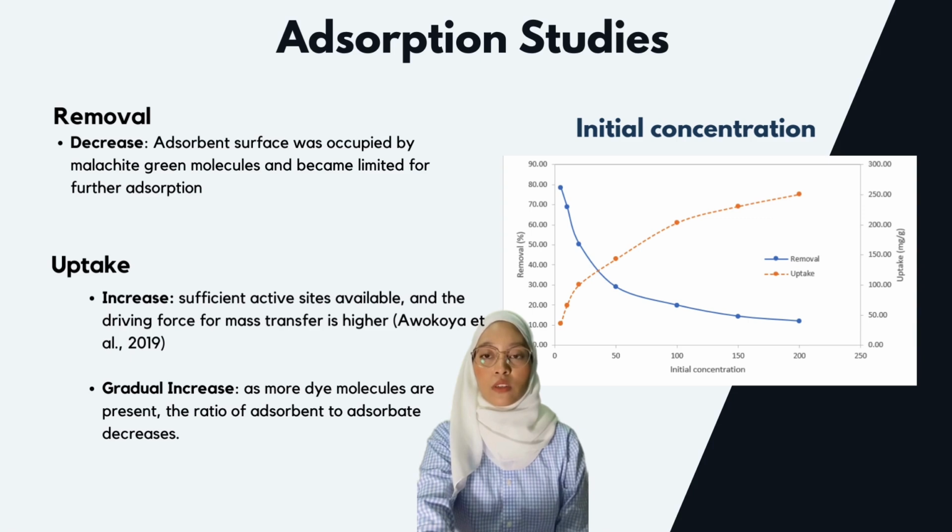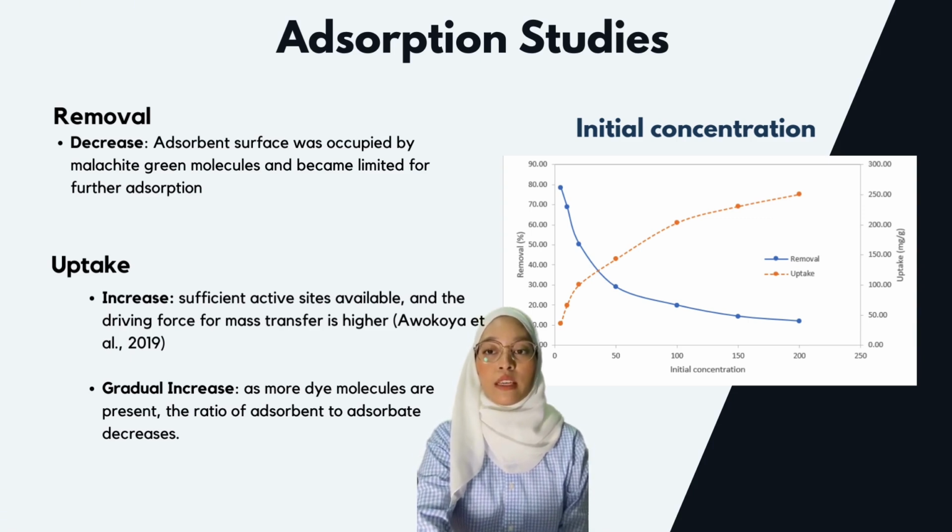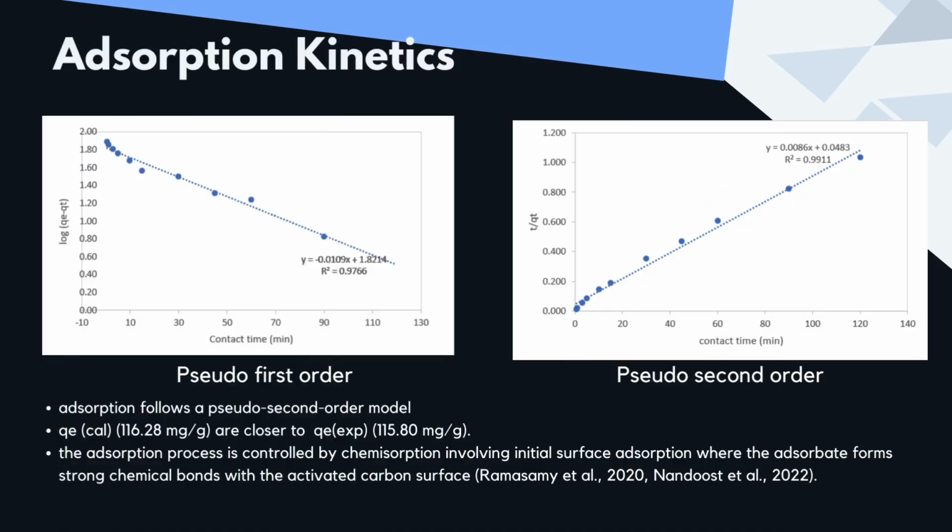Next is the initial concentration. The removal decreased as the adsorbent surface was occupied by malachite green molecules and become limited for further adsorption. The uptake increased as there are sufficient active sites available and the driving force for mass transfer is high, and there is gradual increase as more dye molecules are present, so the ratio of adsorbent to adsorbate decreases.